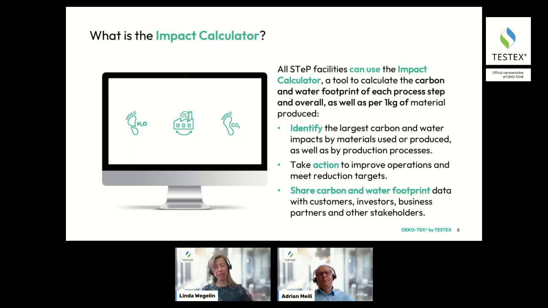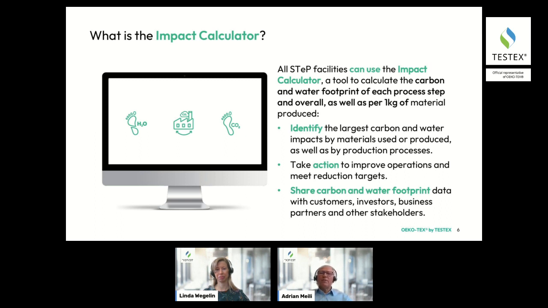So, delving even more into detail on the impact calculator, what is it? Well, the impact calculator is a very nice tool for the STEP facilities to identify their carbon and water footprint, or the water impacts they have in their production, then to act to improve their processes to reduce the carbon and water footprint, and last but not least, also to share the carbon and water footprint data with the stakeholders.